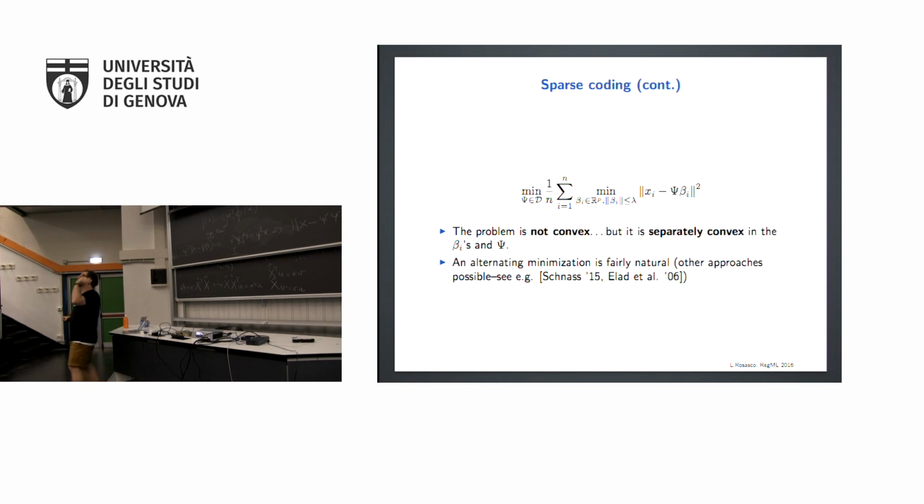So this functional is almost nice. It is convex in psi. It is convex in all the beta i's. Bummer is that it's actually not jointly convex. So it's not convex in both variables. And this makes this problem a mess. Okay? It's a non-convex problem. In the worst case, it can be arbitrarily hard to solve.